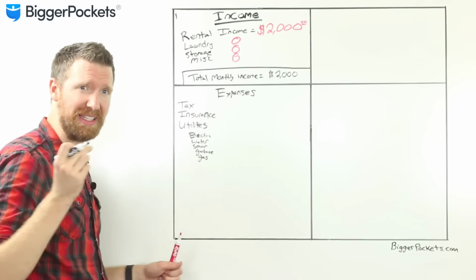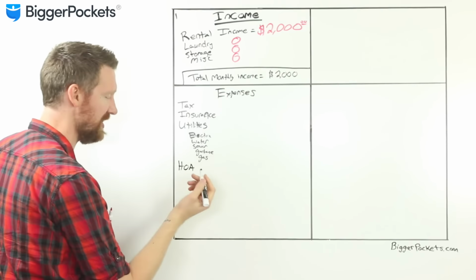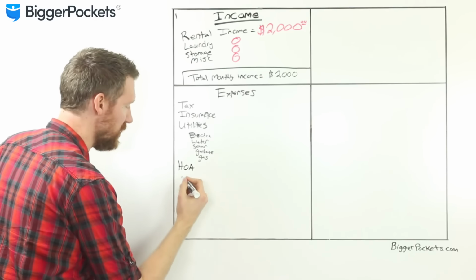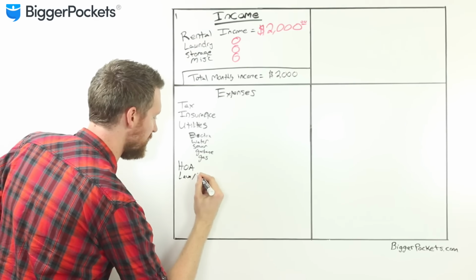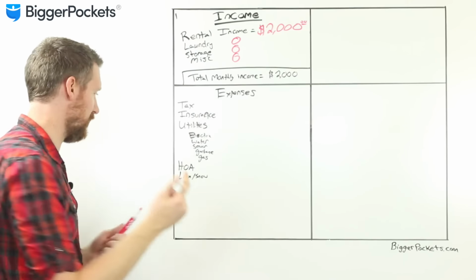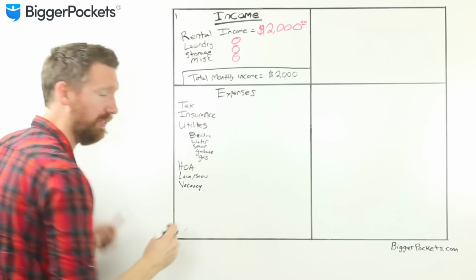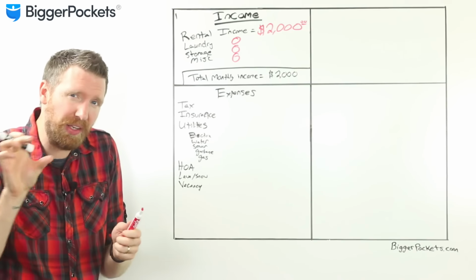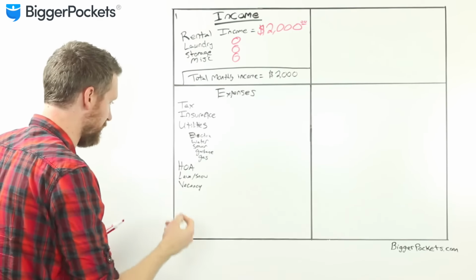Next, after that we've got things like HOA fees, homeowners association fees, if you happen to have any. You might have lawn care, lawn or snow. And then you're likely also going to have something known as vacancy. Vacancy means every month we want to set aside a little bit of money knowing that at some point it's going to go vacant. We'll talk about how much to do that in a second.